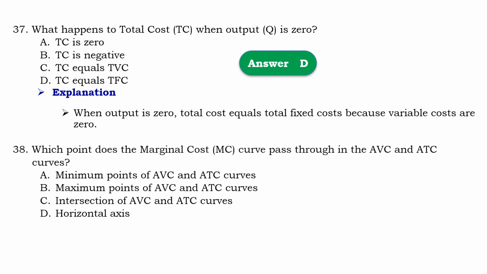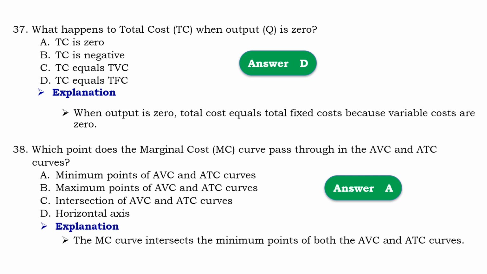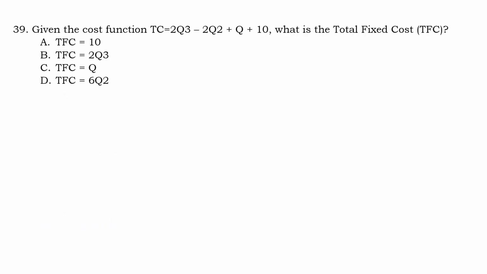Question number 38. Which point does marginal cost curve pass through in average variable cost and average total cost curve? That should be the minimum point of average variable cost and average total cost curve. This means that the marginal cost curve intercepts the minimum point of both average variable cost and average total cost curves.